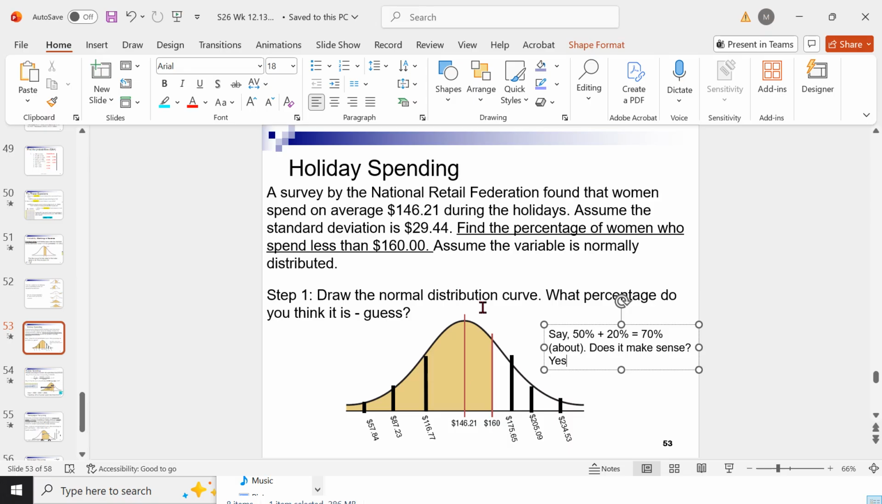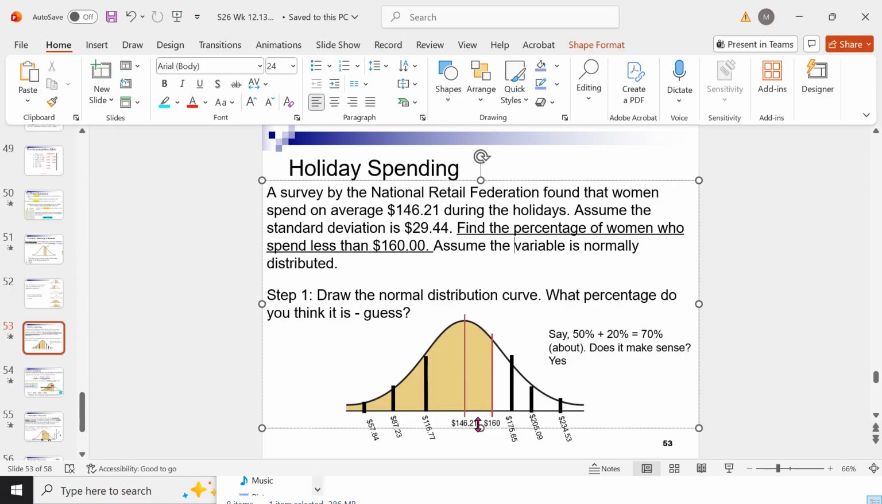Okay. Now, the question is asking, find the percentage or the probability of women who spend less than $160 at Christmas, or the holidays. So here's 160, and I want all of these women. I want them all, and I want their percentages. What percentage of women spent less than $160 over the holidays?